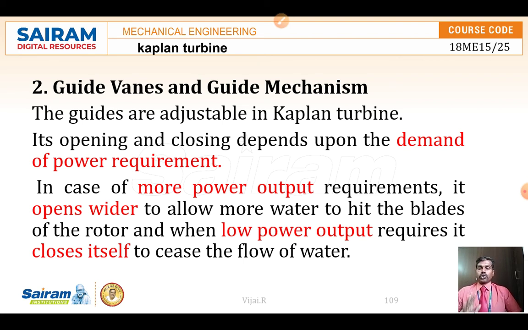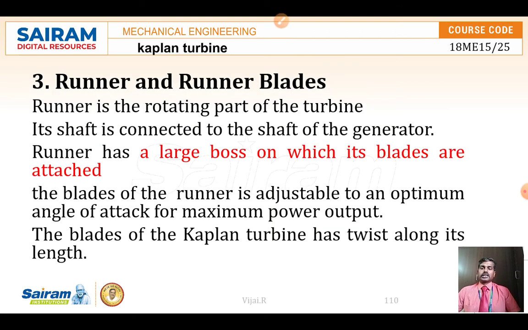So in case you want more power, then you have to open the gates wider, and if there is less power generation required, then you have to close these gate vanes, so that the water flow can be reduced. So in this case, the runner and the runner blade, after the water crosses the gate vanes, goes from the gate vane to the runner blade.